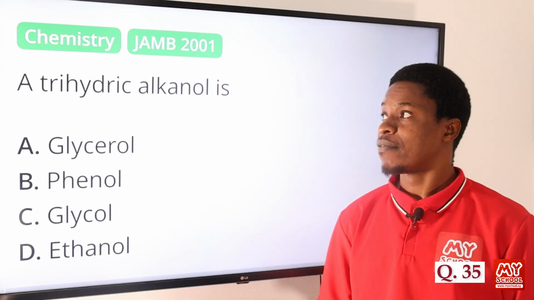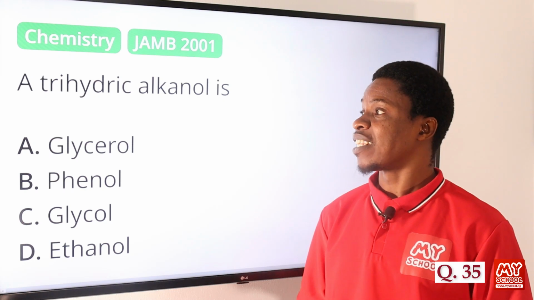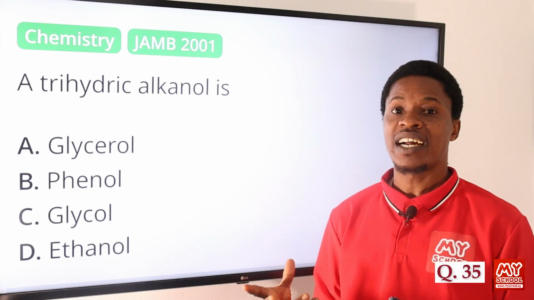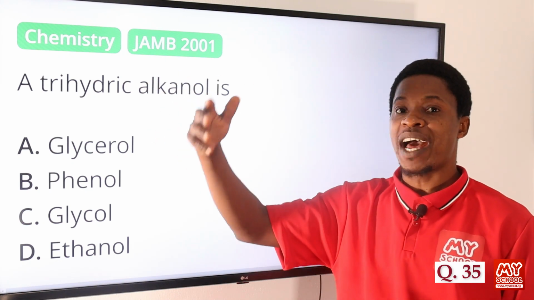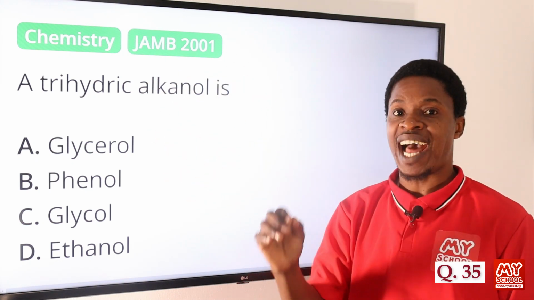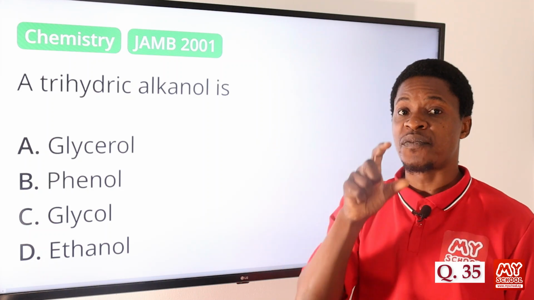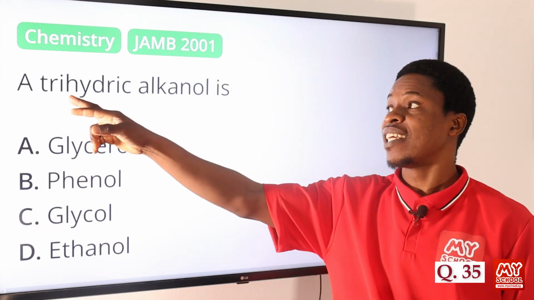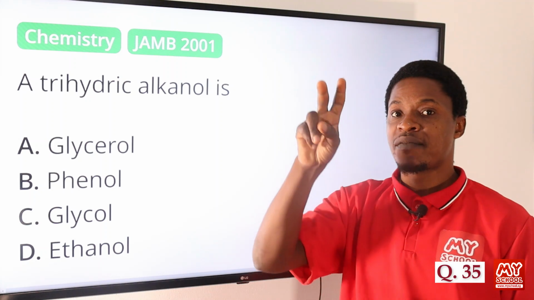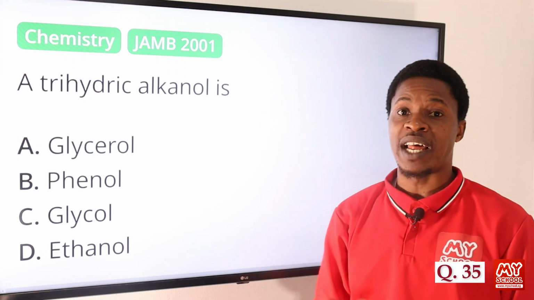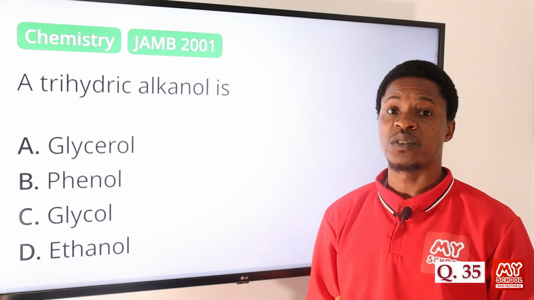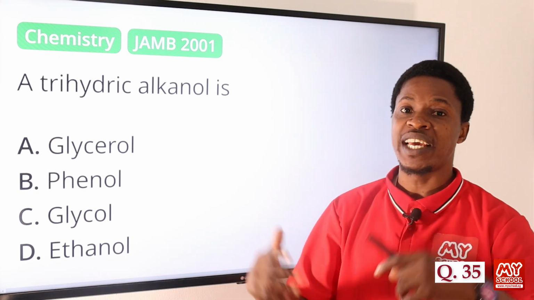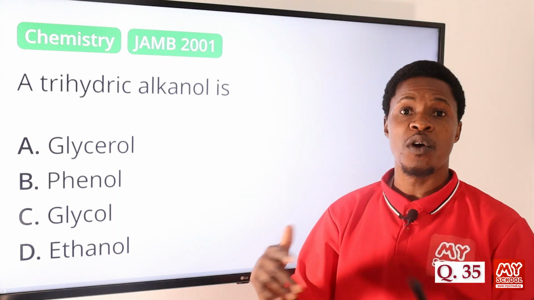Question number 35. A trihydric alkanol is, what is a trihydric alkanol? Tri means 3. When we have a carbon atom, we have hydroxyl group, that's the OH, attached to different carbon atoms. It is tri when it is 3. We have 3 OH attached to carbon atoms. If it is 2, it would have been dihydric. If it is 1, it will be monohydric. We can have polyhydric, you can have more than 3, 4, and so on.